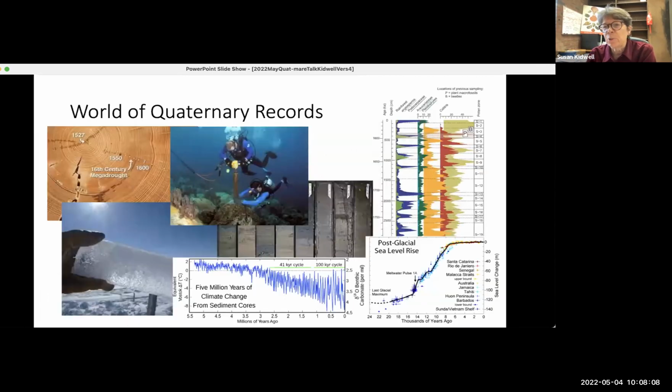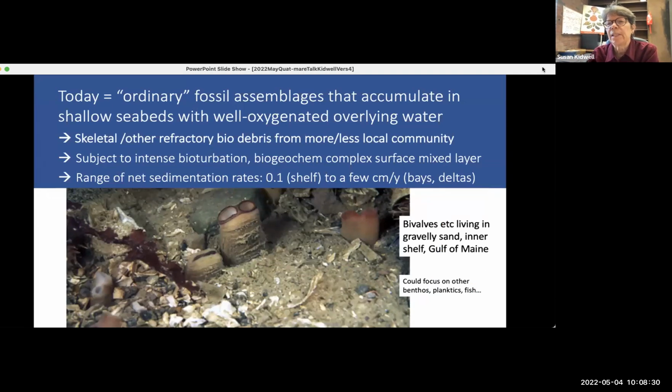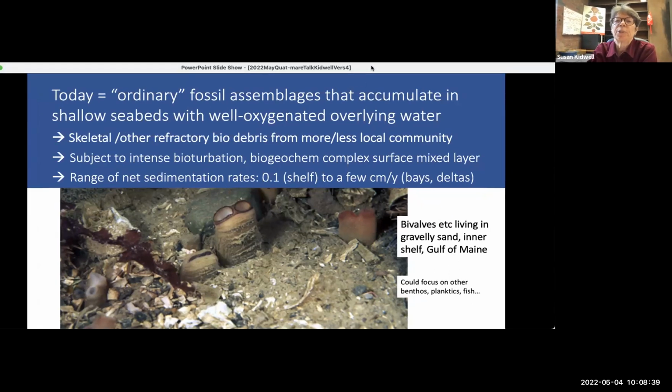So I don't know about the rest of you, but when I think about Quaternary, I think about these kinds of records, these typically very finely resolved tree ring, ice core, whatever, beautiful pollen spectra, focused on a variety of different kinds of questions, but typically high resolution spatially and temporally. But what I want to talk about today is what I call the ordinary fossil record. And that is the kinds of material that accumulate on shallow subtidal seabeds with oxygenated overlying water. So this is ordinary rather than extraordinary exceptional preservation.